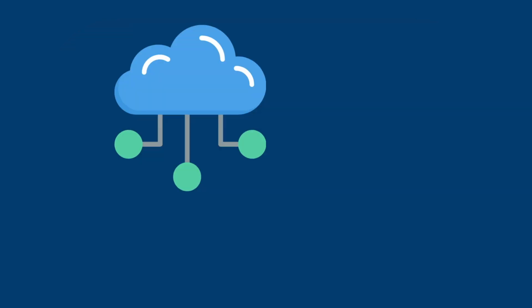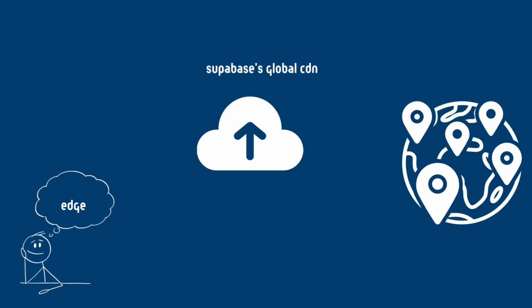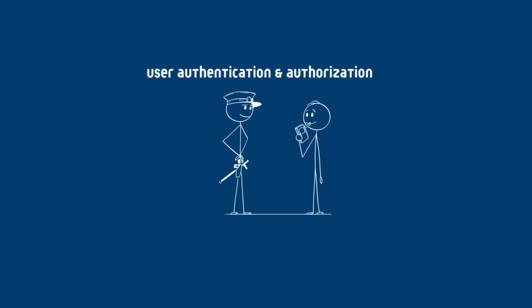Edge functions are serverless functions hosted by Supabase on the edge, closer to your users. Think of them like mini apps that you can write in JavaScript or TypeScript and deploy with a simple command. They are called edge because they are deployed to Supabase's global CDN, making them super fast with ultra low latency for users anywhere in the world. They run in a secure and isolated environment.